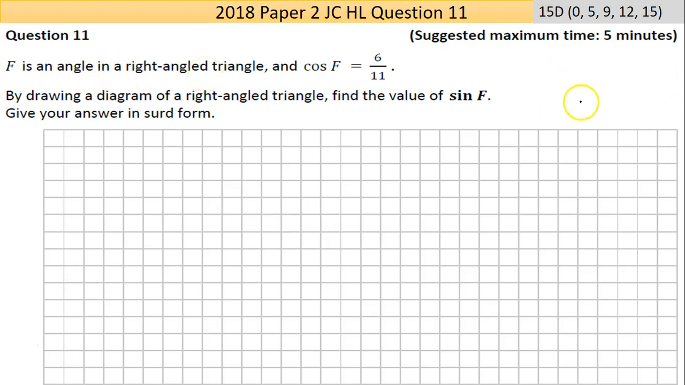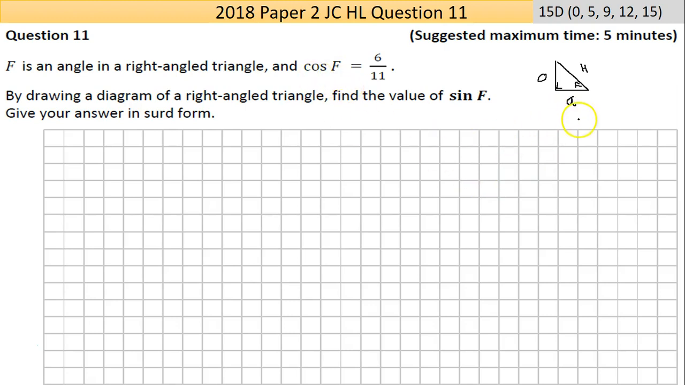So F is an angle in a right angle triangle. Okay, so without even doing anything, now I'm going to draw a guide diagram. That's a right angle triangle, and F is one of the angles, not the right angle. So we'll call it F there. That's the hypotenuse. If that's the angle, that's the opposite. That's the adjacent.